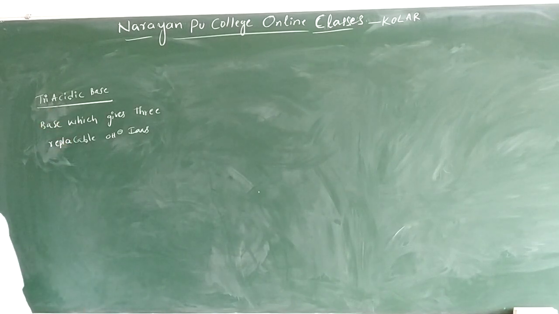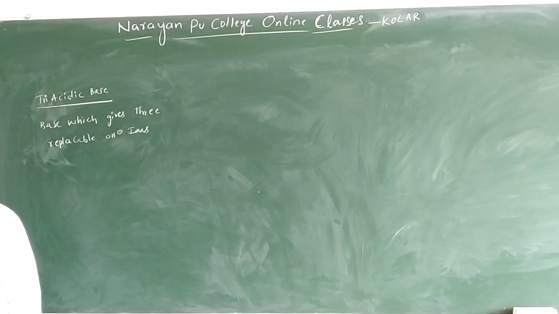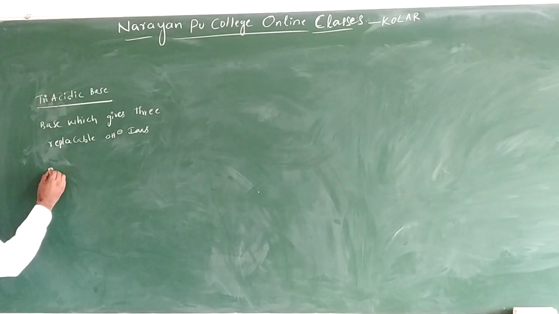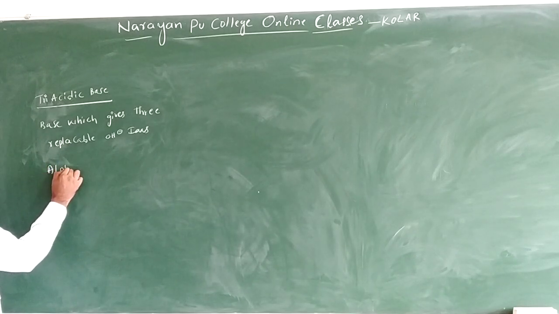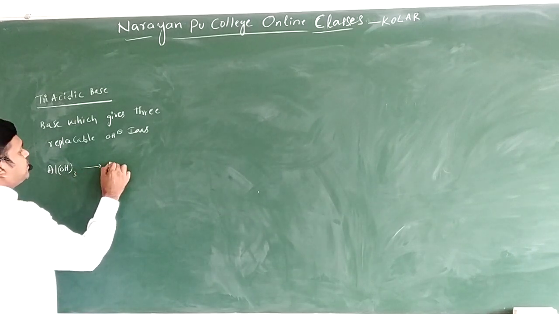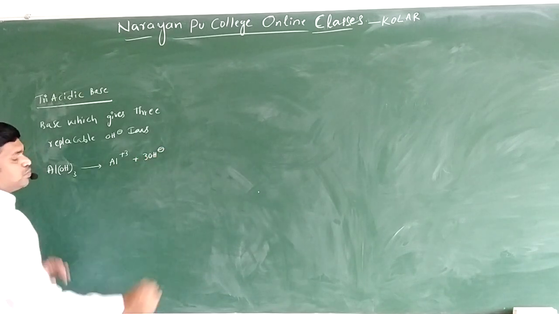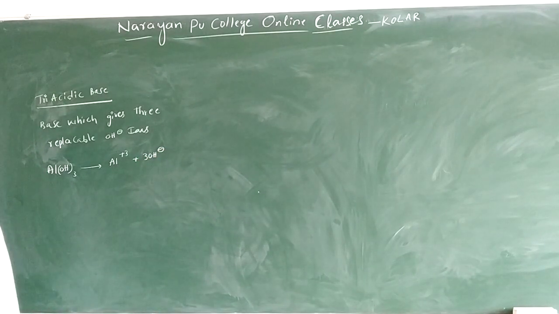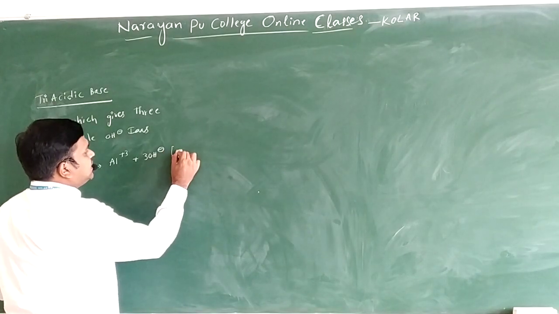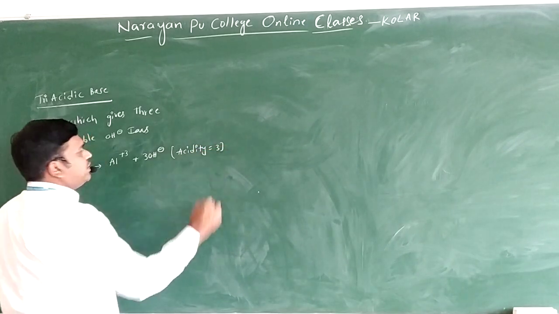So the next one we have is triacidic base. What is a triacidic base? The base which gives 3 replaceable OH minus ions. What is an example of this? Let us take aluminum hydroxide, Al(OH)3. It will dissociate into Al plus 3 and 3 OH minus. What is the acidity for this compound? Acidity is equal to 3.